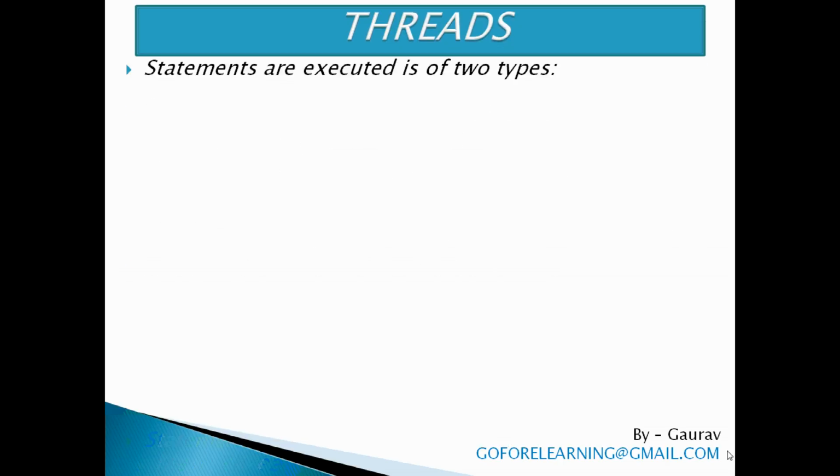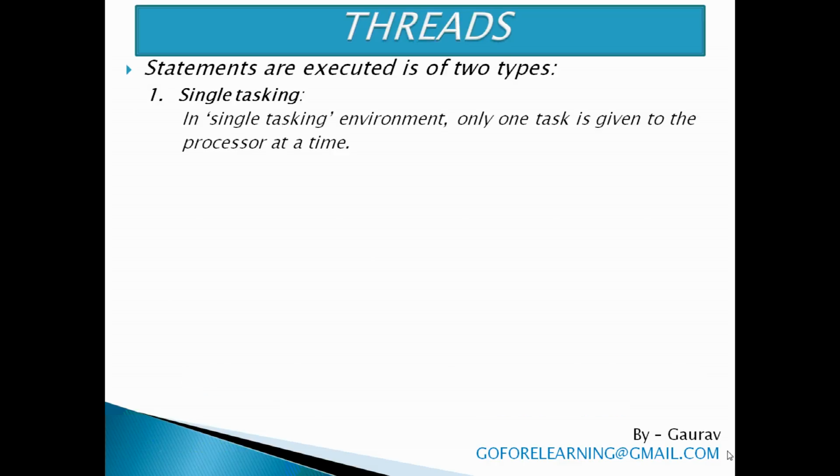The way the statements are executed is of two types. First is single tasking, another one is multitasking. What is single tasking? A task means doing some calculation, processing, etc. Generally, a task involves execution of a group of statements, for example, executing a program. In a single tasking environment, only one task is given to the processor at a time. The processor will complete one task and then start another task. This means we are wasting a lot of processor time and the microprocessor has to sit idle without any job for a long time. This is the drawback in single tasking.